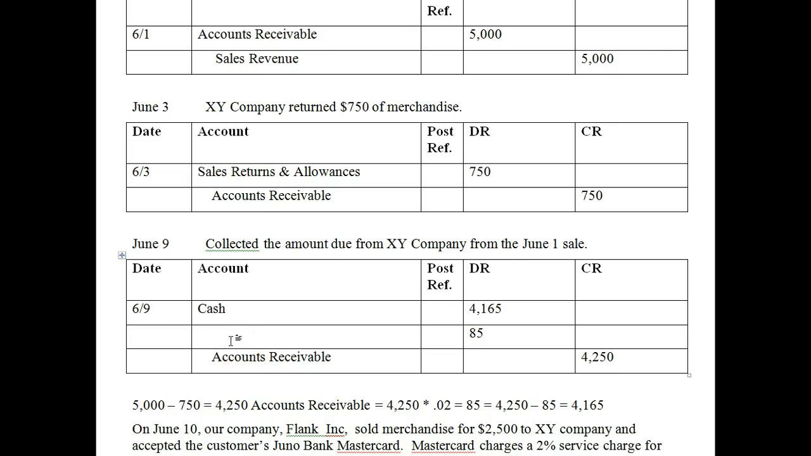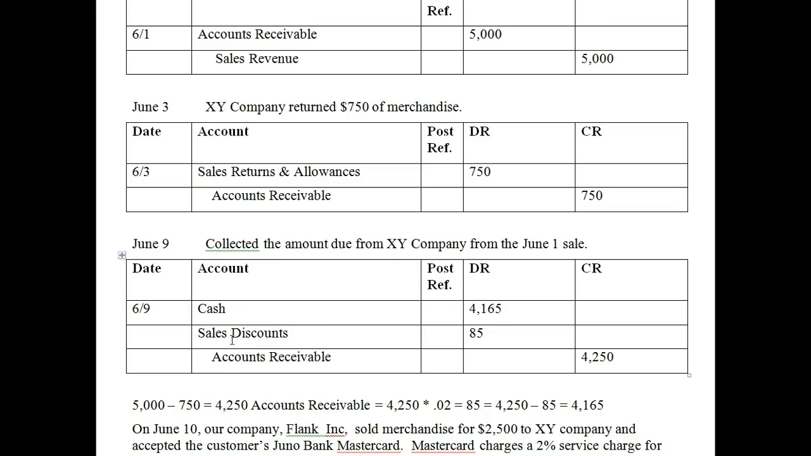Any ideas where we would put this? Well, from your prior class, you know that you would put this in sales discounts. And again, sales discounts, just like sales returns and allowances, is a contra account. It's a contra revenue account. It reduces our total revenues.